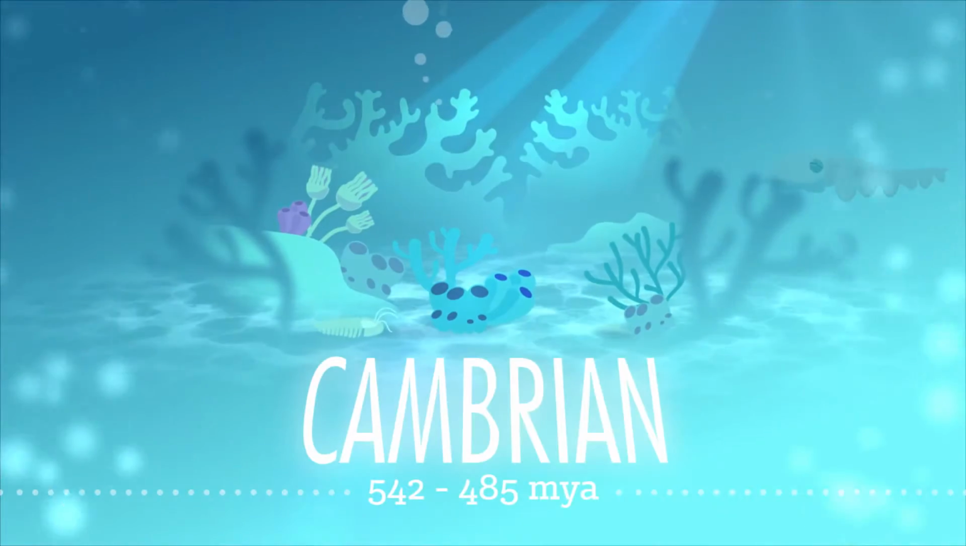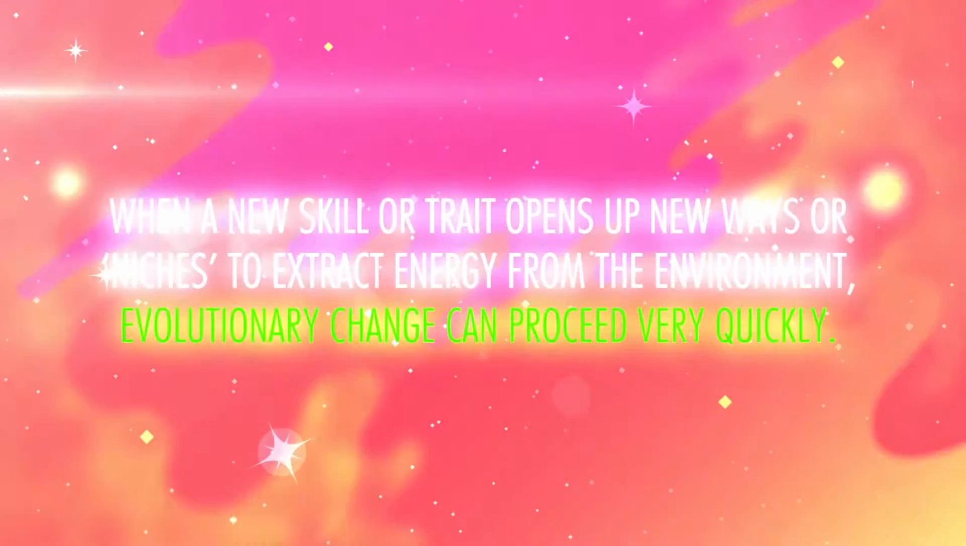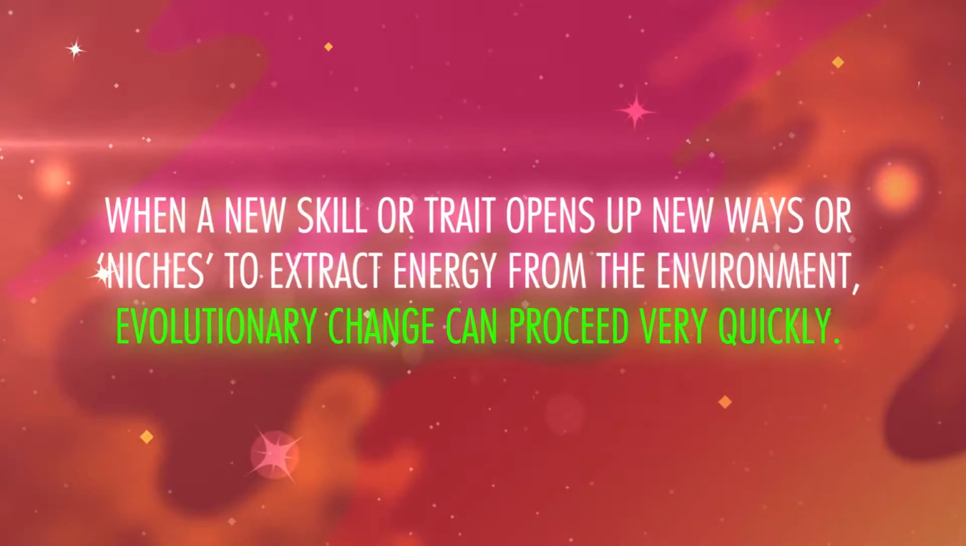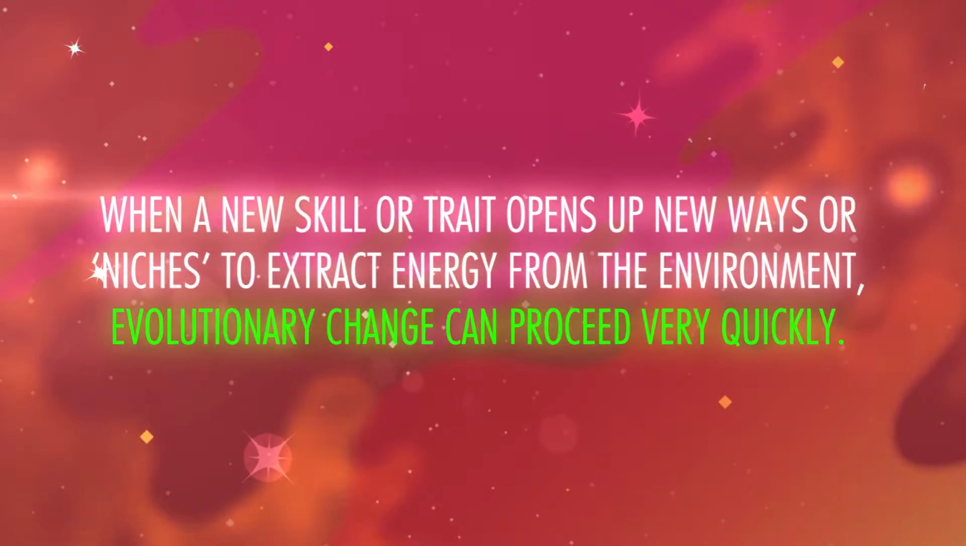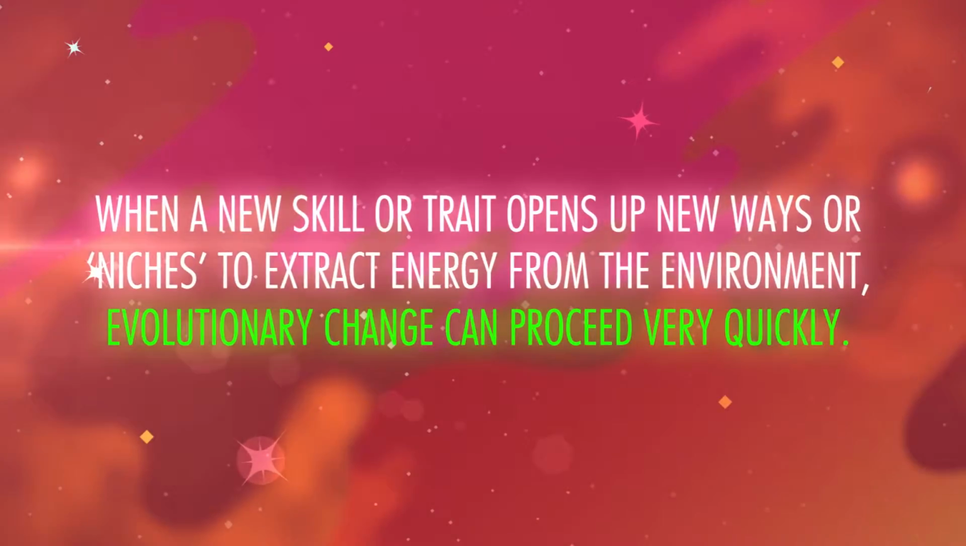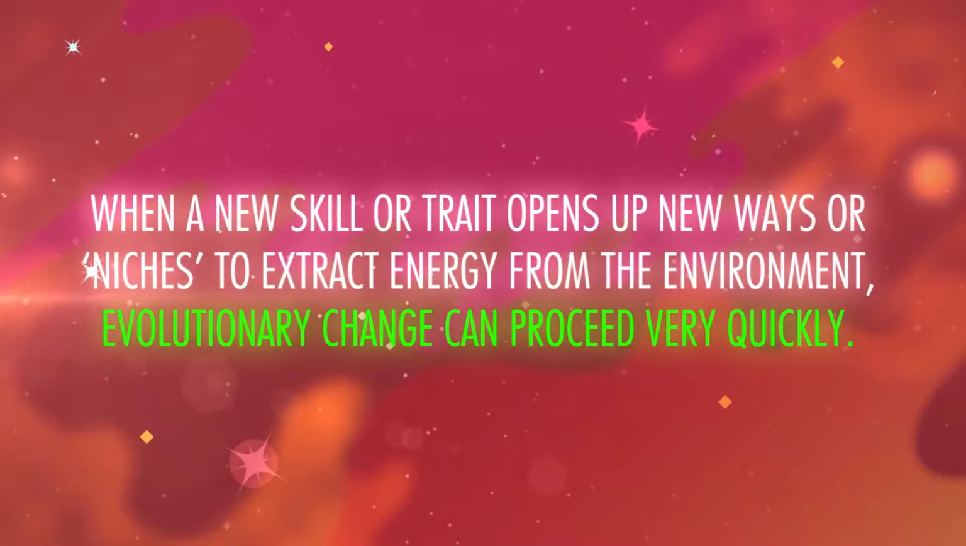Because a slight tweak in modes of production in the 18th century and the adoption of fossil fuels led to an explosion of productivity and invention in the 1800s and 1900s, people often compare the Industrial Revolution to the Cambrian explosion about 540 million years ago. Remember, when a new skill or trait opens up new ways or niches to extract energy from the environment, evolutionary change can proceed very quickly. In the Cambrian explosion, that evolutionary change was biological. In the Industrial Revolution, that increased pace of change was cultural.